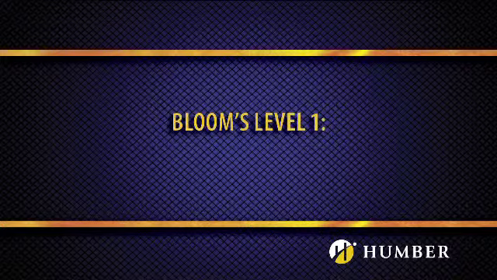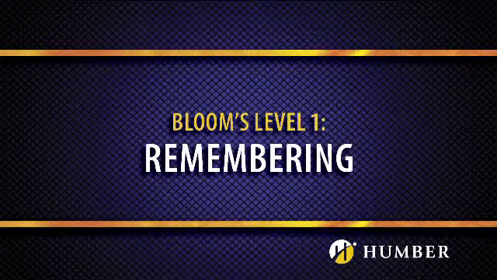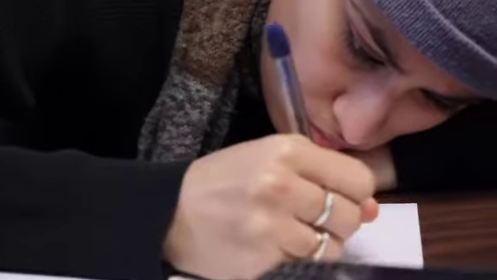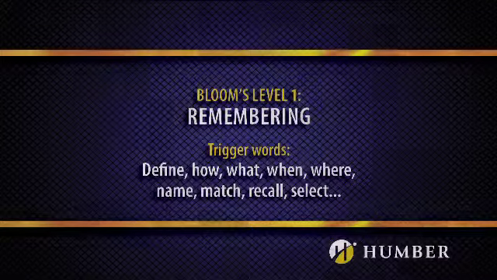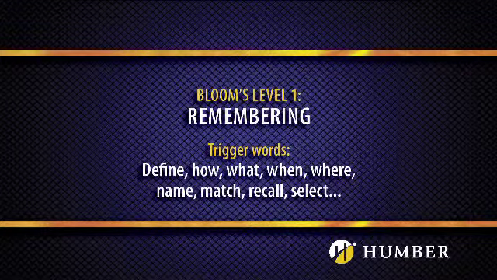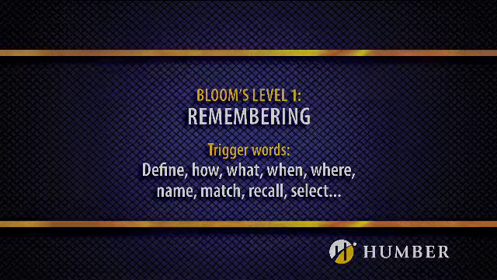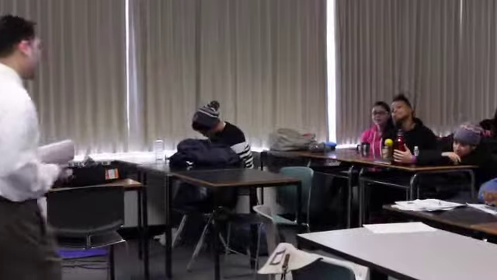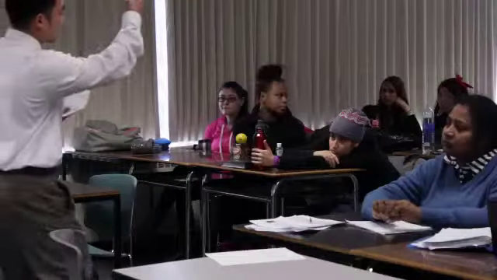The first level of Bloom's taxonomy of learning is remembering. Remembering questions are focused on students' ability to recall memorized data or information. This is rote learning. These questions start with words like define, how, what, when, where, name, match, recall, select, etc. Remembering questions are necessary to determine if the student has the basic information on board.